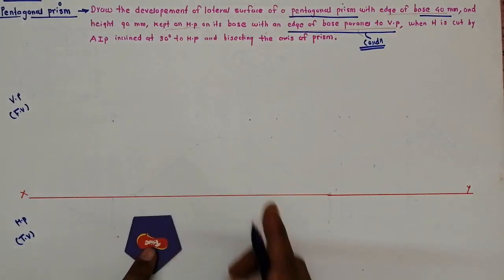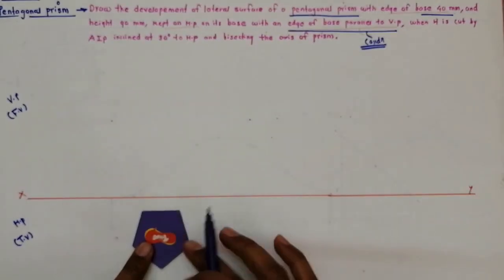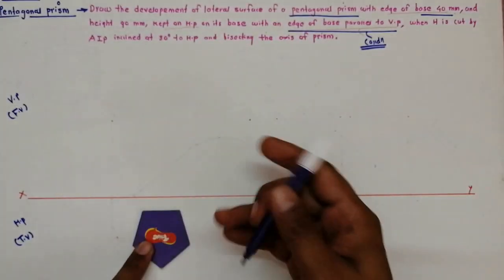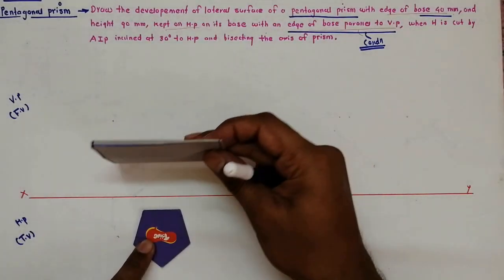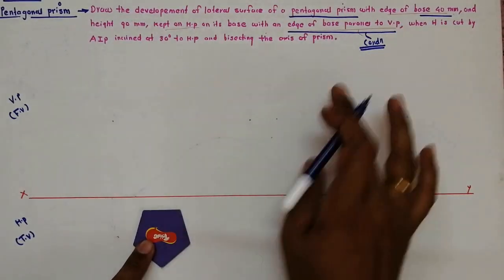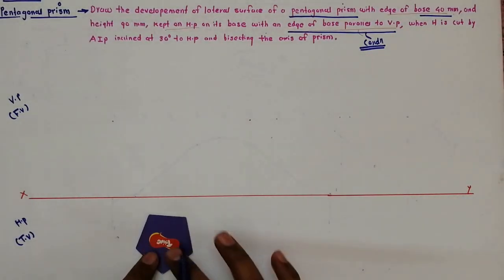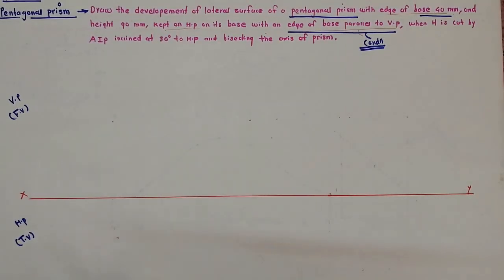So we have to keep this pentagon something like this, so that one edge of this pentagon is parallel to this VP. This is our vertical plane like this. The condition is given, so we have to satisfy it. And what is our true shape? The true shape is our pentagon, so we will first construct this pentagon.